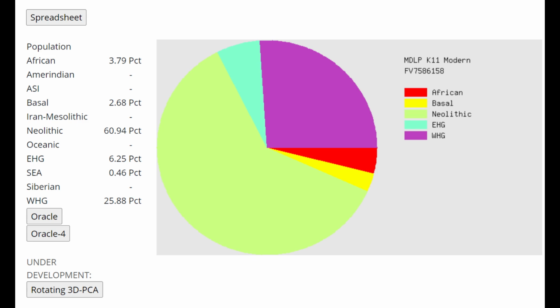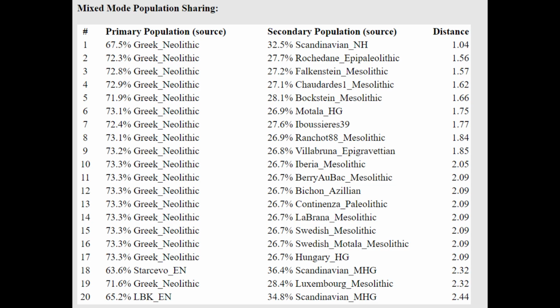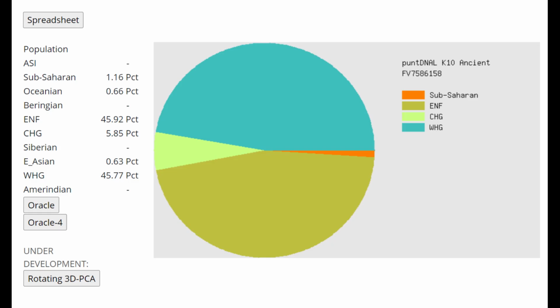that he's scoring 6% EHG, which is meant to represent Caucasus-specific drift. I'm not sure why he's scoring that, but that's not really affecting the Oracle results, because with the Oracle, he's getting modeled as a mixture of Greek Neolithic plus Scandinavian hunter-gatherer. So a mixture, that's what he is, right? A mixture of European Neolithic farmer and European hunter-gatherer.